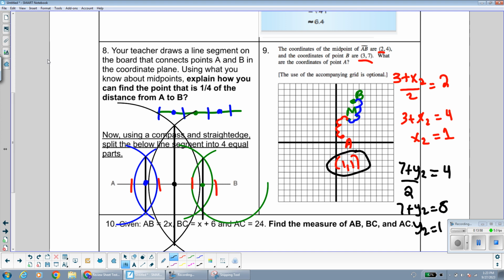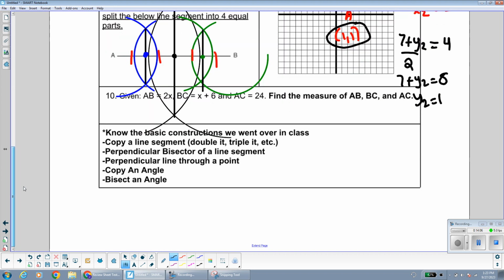But I prefer to do it graphically. I think it's just easier. Just count the spaces from the midpoint to the endpoint and just do the reverse to get from the midpoint to the other endpoint. And there you go. That's all it is. Okay.